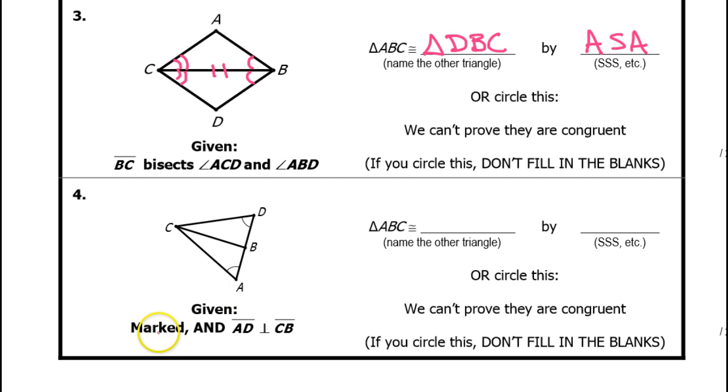Okay, we are given that AD is perpendicular to CB. Perpendicular means that it forms a right angle, so we can go ahead and mark that. And also the shared side will be automatically congruent. So that means that we have an angle-angle-side situation. So these triangles will be congruent by angle-angle-side. Triangle ABC is congruent to triangle DBC.